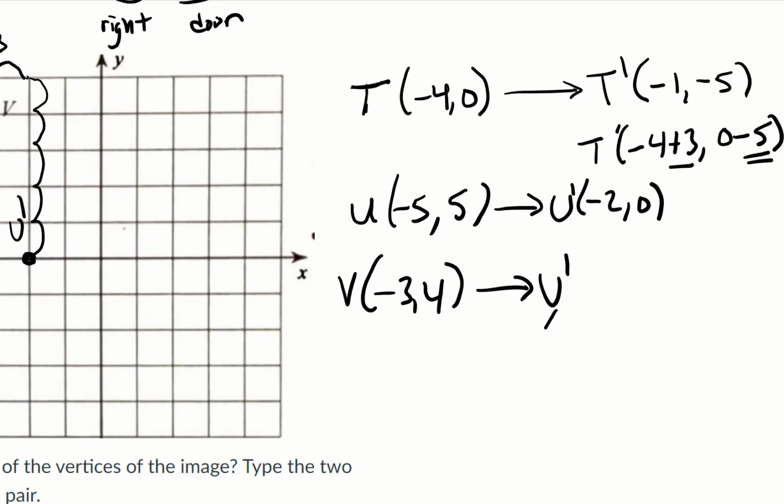Go ahead and add the coordinates. So negative 3 plus 3, and then 4 minus 5. It's going to be 0, negative 1. Notice how I'm showing my work here so you can see exactly my steps.